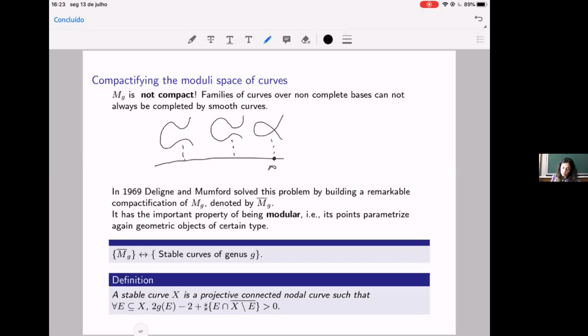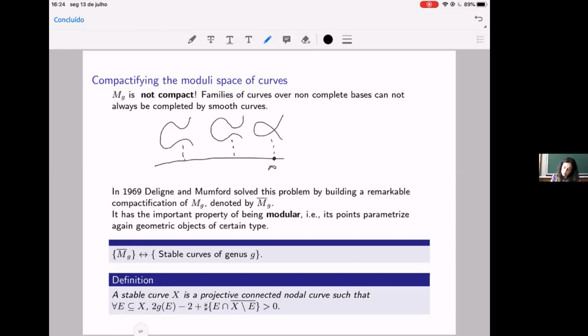So according to the Deligne-Mumford construction, points in MG bar will parameterize stable curves of given genus. And what is a stable curve? A stable curve is a projective connected nodal curve which could admit mild singularities. So the mildest singularities are these nodes. So it's not smooth, but you could have only the simplest singularities that you can think of, which is these nodes.